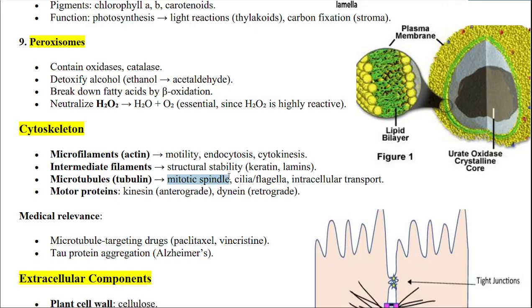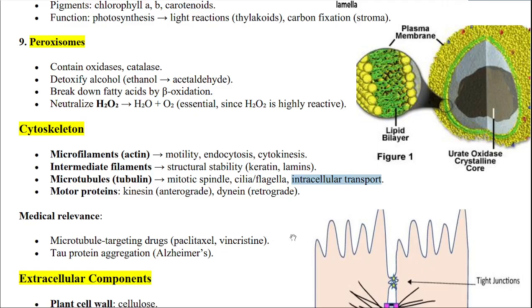Absolutely. They form the mitotic spindle, the crucial structure that segregates chromosomes accurately during cell division. They're the core structural component of cilia and flagella, the whip-like appendages used for movement. And, very importantly, they act as tracks for intracellular transport. So organelles and vesicles move along these microtubule tracks.